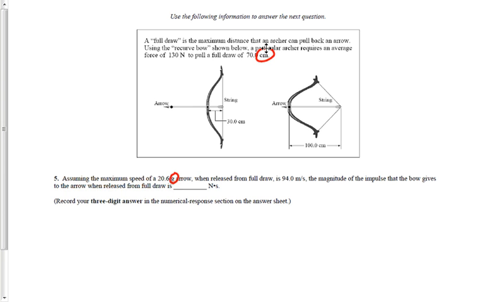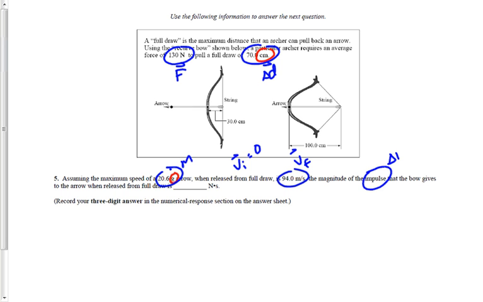Let's write down some givens here now. This is going to be the force. This is going to be the displacement, how far it's pulled back. This is going to be our mass. It's pulled back from rest, so we'll say VI is 0. This is going to be VF. It's not moving before you let it go. It is moving at 94 when it's released from full draw. And we're looking for the magnitude of the impulse. We're looking for delta P.